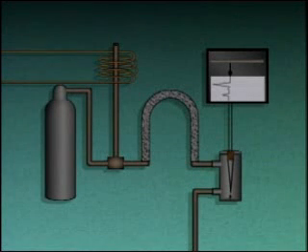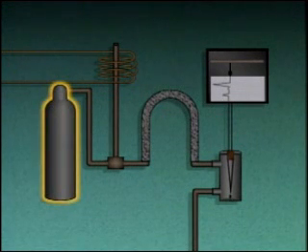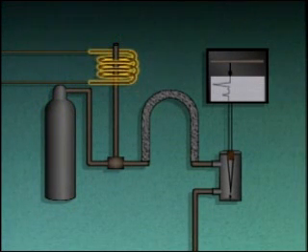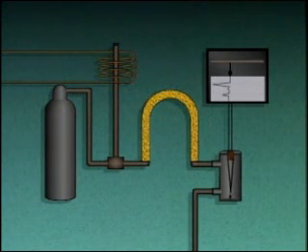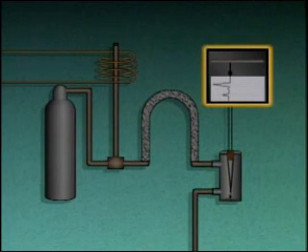Let's take a look at a simplified illustration of a gas chromatograph to see how it works. In this illustration, there's a carrier gas supply, a sample inlet or injection port, a sample heater, a tube called a column that's filled with material called packing, a thermal conductivity cell, and a recorder.